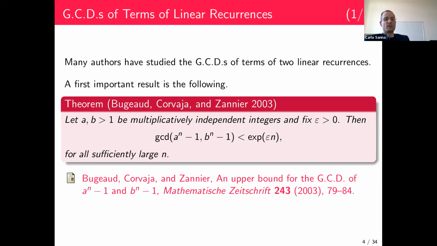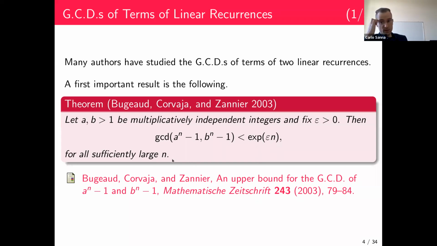Many authors have studied these GCDs, and probably the first important result is this one in the box, which is due to Bugeaud, Corvaja, and Zannier, essentially 20 years ago. Let's see what it says. Let a and b be two multiplicatively independent integers greater than 1 and fix some small epsilon. Then we have that the GCD of a to the n minus 1 and b to the n minus 1 is less than the exponential of epsilon n for all sufficiently large n.